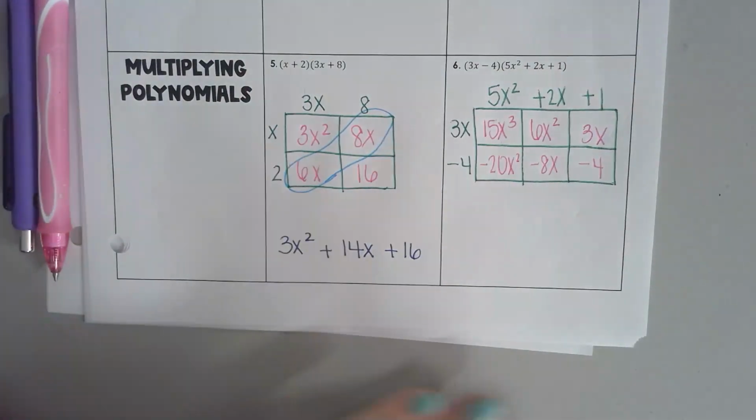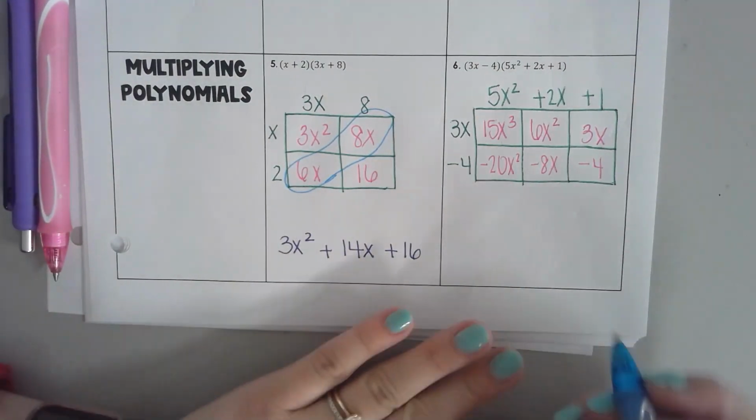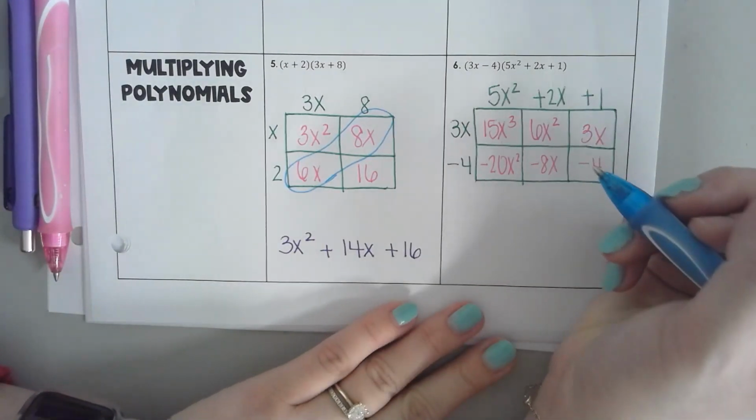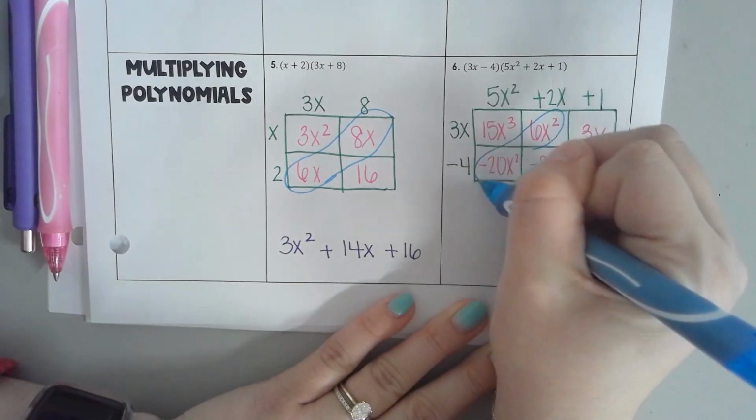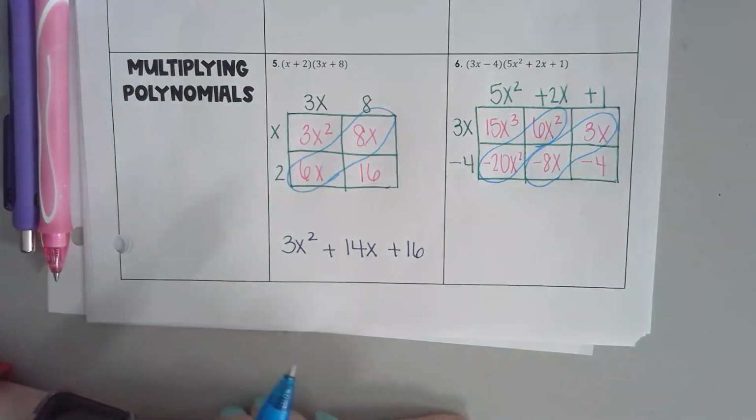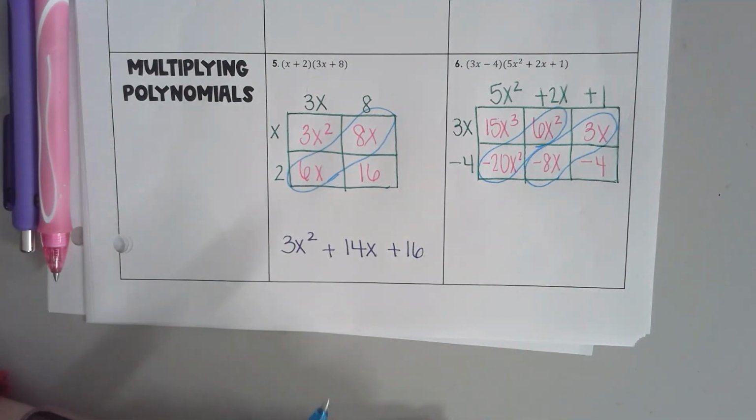I like to go ahead and circle my like terms. Many times your like terms are going to be diagonal like this. It's not always the case that they're diagonal, but regardless, you combine any like terms.